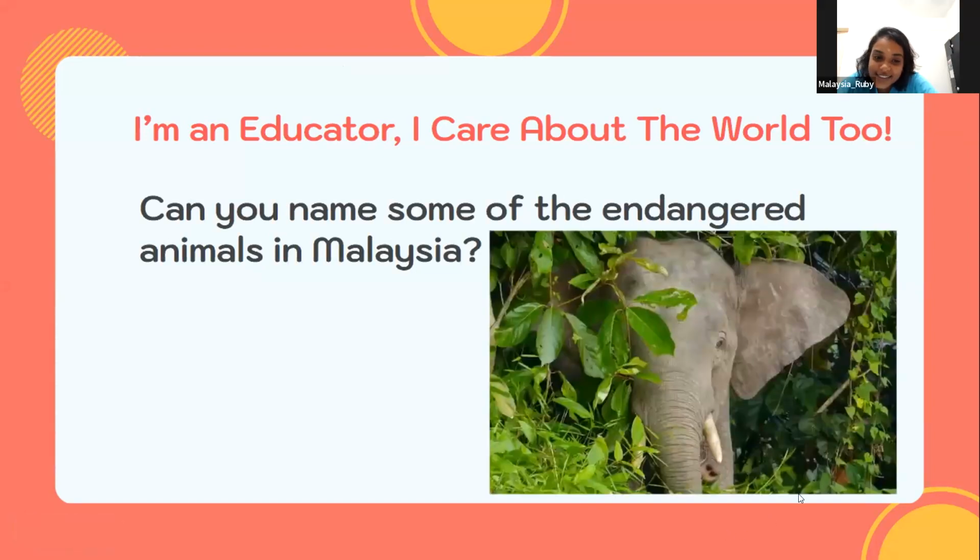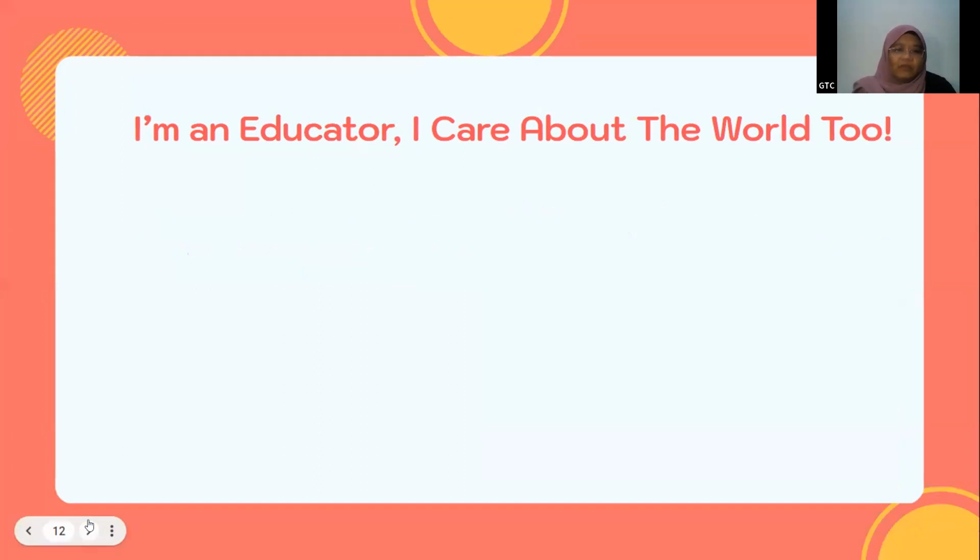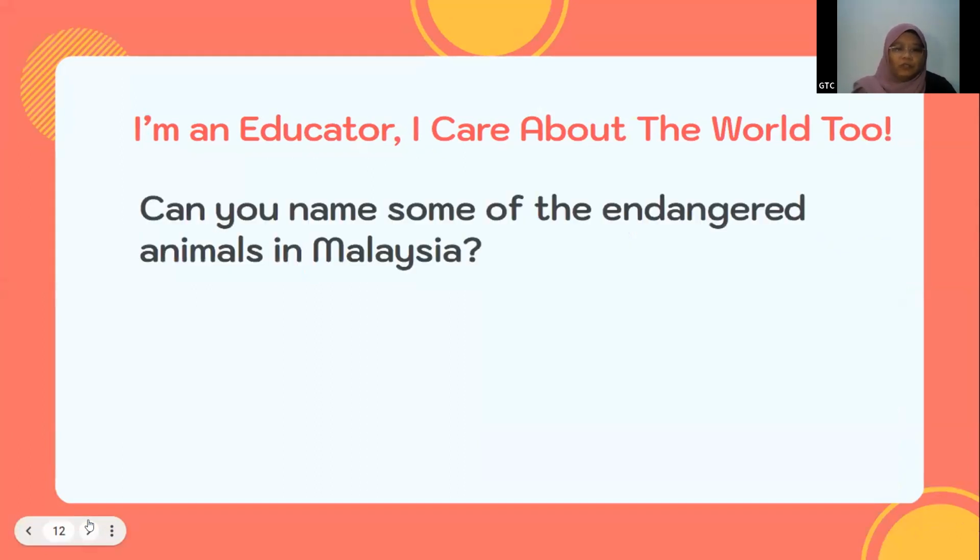Elephant. What is this? Elephant. It's a Borneo pygmy elephant. This one was spotted in Kedah. Right, I see in the chat also. Okay, Tan said sun bear. Yeah, sun bear is correct as well. Right, one more photo.